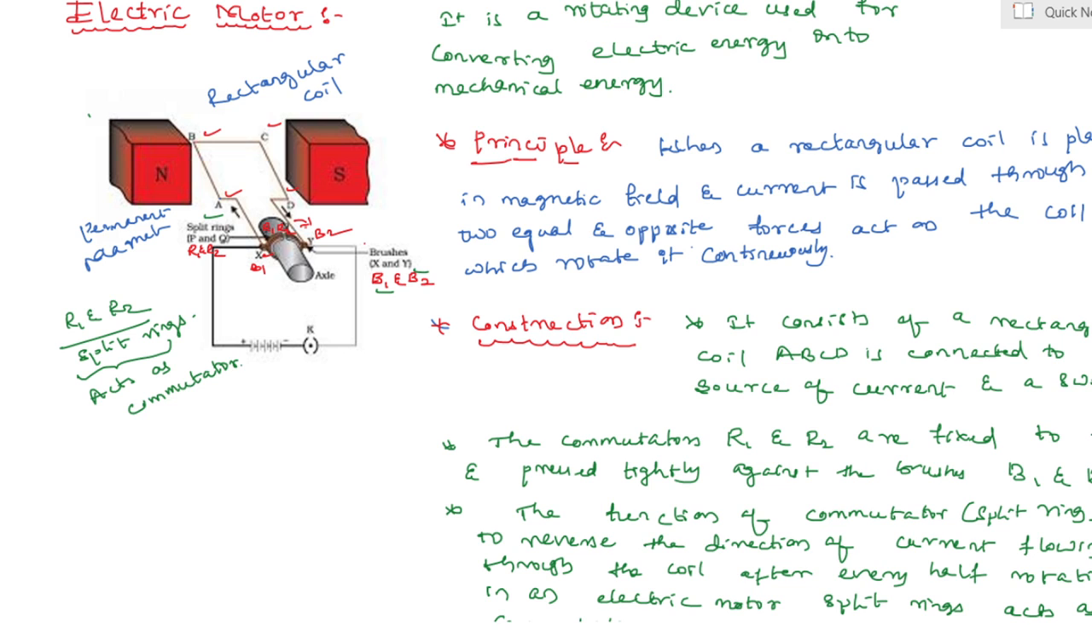Yes, my dear students, the coil does not stop. Why? Because of inertia of motion. When the coil rotates, the rings change their position and come in contact with the opposite brush. This reverses the direction of current through the coil, but the direction of current on the right hand side of the coil remains the same. So the force on the right hand side is always upward and the force on the left hand side is always downward.